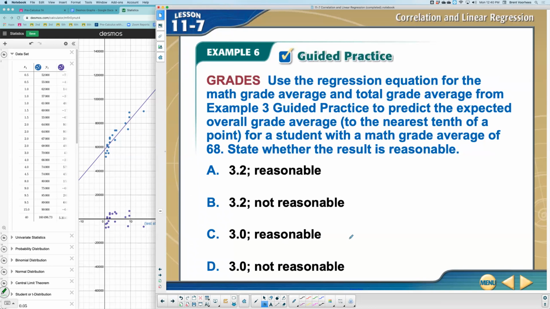Okay, use your same data and come up with whether or not you think the data from example 3 is reasonable, and what your result would be. Pause the video if you need more time.